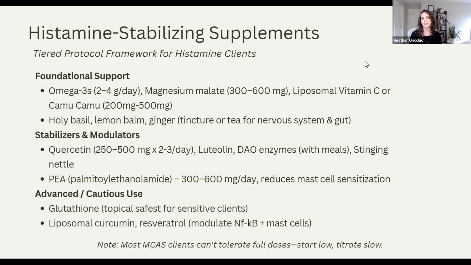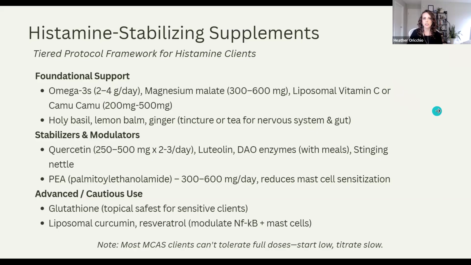If you are suspecting that somebody has issues with estrogen detoxification, I would probably avoid quercetin. Luteolin is another one, DAO enzymes, of course, stinging nettle, PEA is a great one too. So more advanced, once we're getting them into a protocol, this is when I might use something like this. But again, knowing the genetics is going to be key in knowing if these are appropriate for somebody or not.